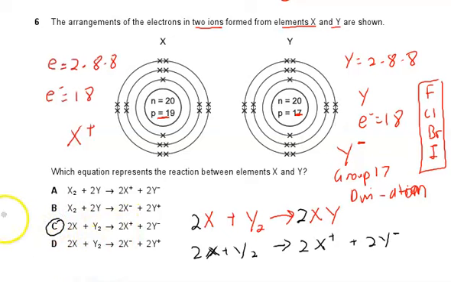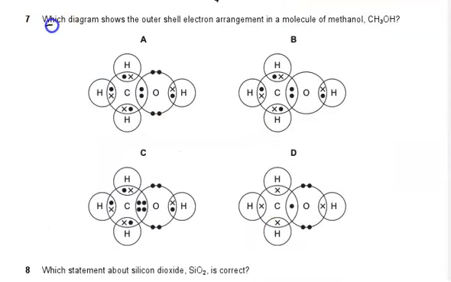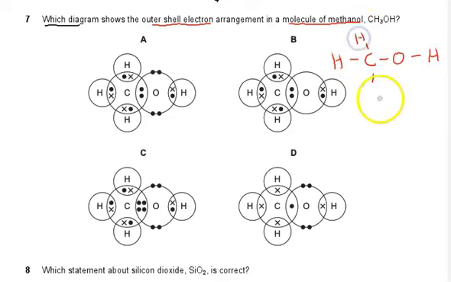Okay, now let us move to question number 7. Which diagram shows the outer shell electron arrangement in a molecule of methanol? Okay, methanol, we have to understand the concept. So we will have a carbon, oxygen, hydrogen, and with the carbon it is attached with 3 hydrogens.